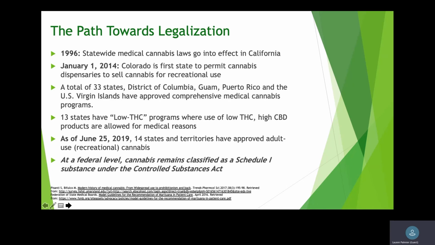There are a total of 33 states, including the District of Columbia, Guam, Puerto Rico, and the U.S. Virgin Islands, that have approved comprehensive medical cannabis programs. There are some states that have low THC programs, where the use of low THC, high CBD products is allowed for medical reasons. And as of mid-2019, we had 14 states and territories that had approved adult use, which is also synonymous with the word recreational, cannabis programs. But as most of us know, and important to remember, at a federal level, cannabis remains classified as a Schedule I substance under the Controlled Substances Act.